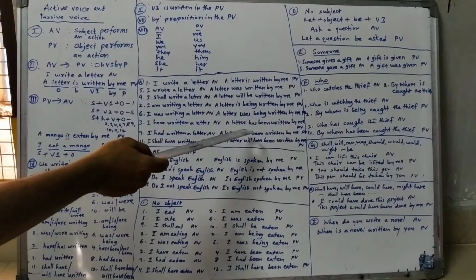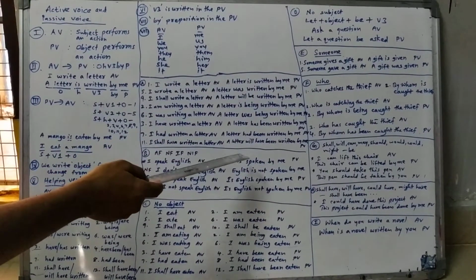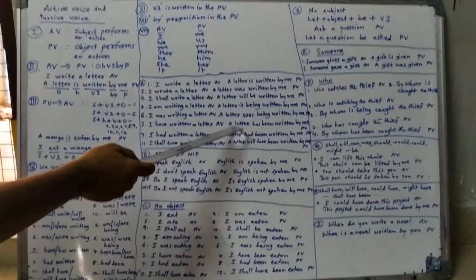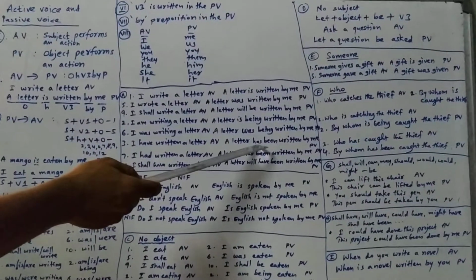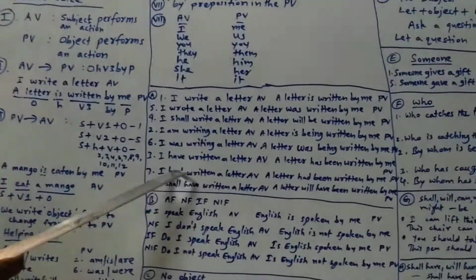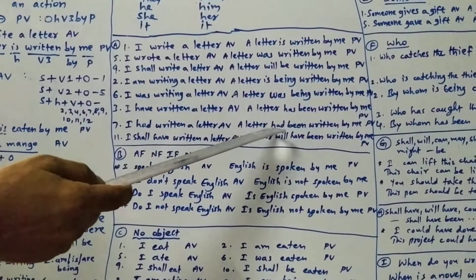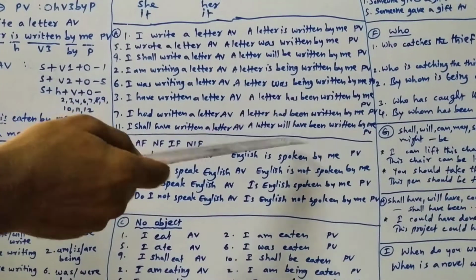In the present perfect continuous: I, we, you, they have been; he, she, it has been. A letter comes under it, so "has been" is the helping verb used. I had written a letter. This is past perfect tense. A letter had been written by me. This "had been" is the past perfect passive form.